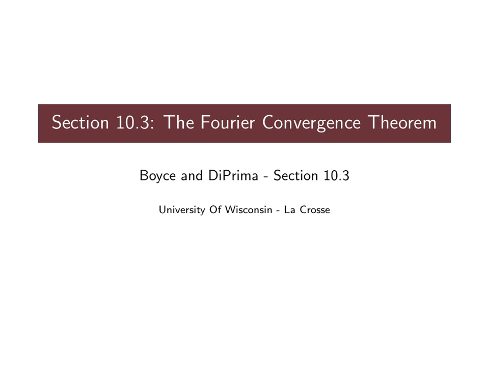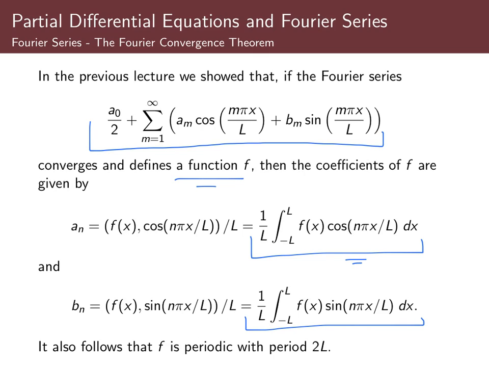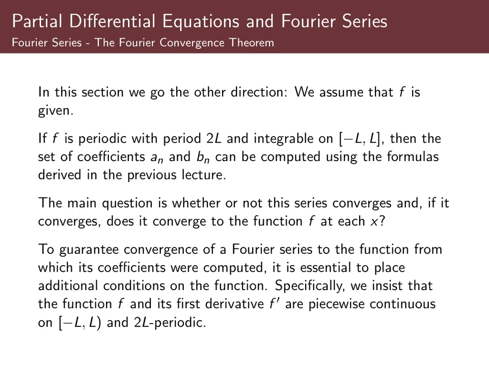Okay, welcome to your video lecture for section 10.3 on the Fourier convergence. In the previous lecture we showed that if we have the Fourier series converging to a function f, then the coefficients are given by these inner products of f with the Fourier basis functions. It also follows that because the Fourier basis functions are 2L periodic, f will have to be 2L periodic. In this section we'll go in the other direction.